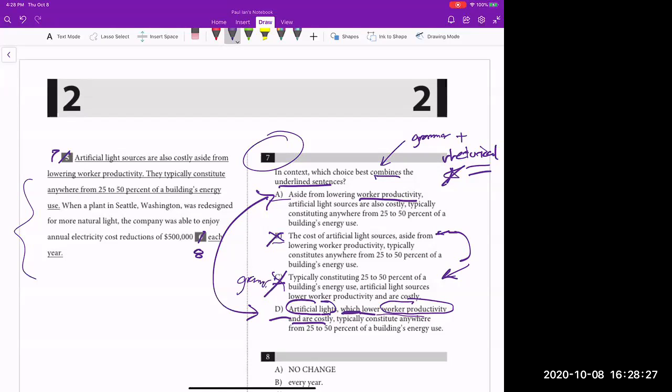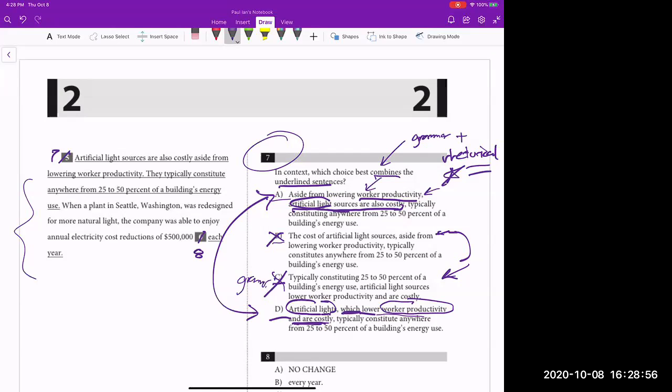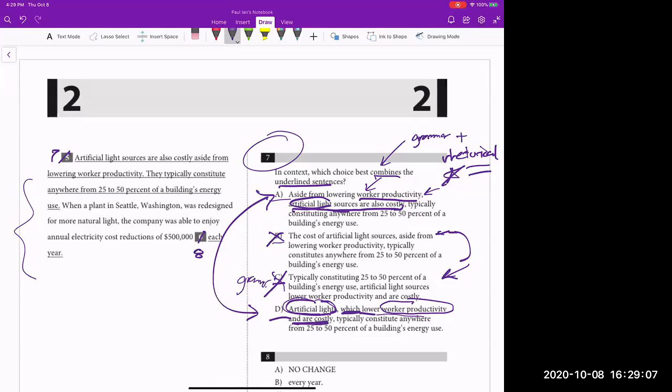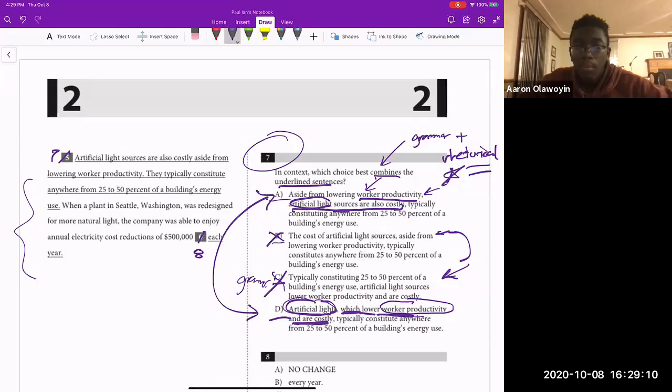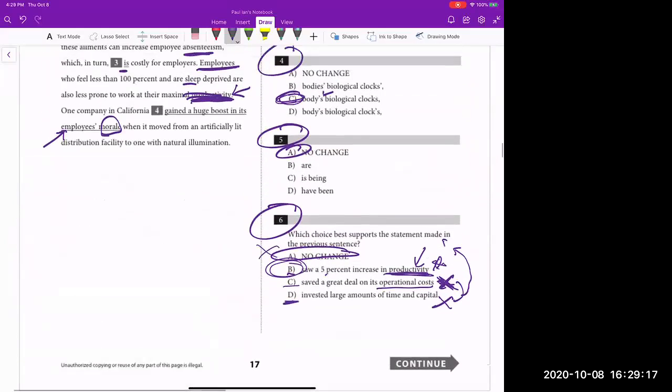The thing is, that can also be a context thing. Maybe they are costly, and this is what the difference looks like. If you take a look at this, they're only describing the artificial light. They're only modifying it with the modifier "costly." The artificial light sources are costly. They're not associating the lowering of worker productivity to this subject. It's only costly. But this one is saying that this artificial light is costly as well, that it lowers worker productivity, right? So it's a context thing, and that's why you have to look at whether it does lower worker productivity.